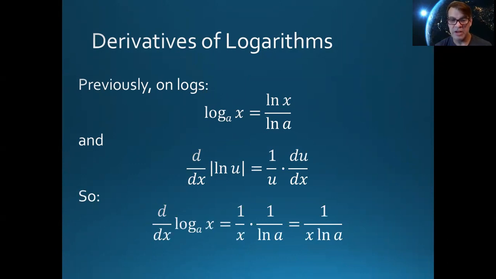So the derivative of log base a of x is going to equal 1 over x times 1 over the natural logarithm of a, which we can write as 1 over x times the natural logarithm of a. So this follows from the material up here. The derivative of this log is going to be the derivative of natural log x over natural log a. Well, natural log a is a constant. It's just a number. And so 1 over natural log a is going to pull out.